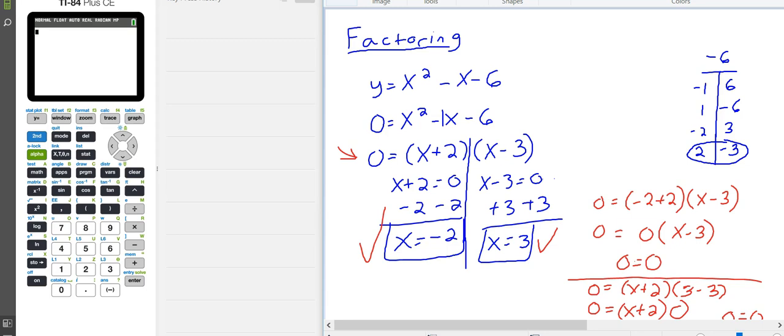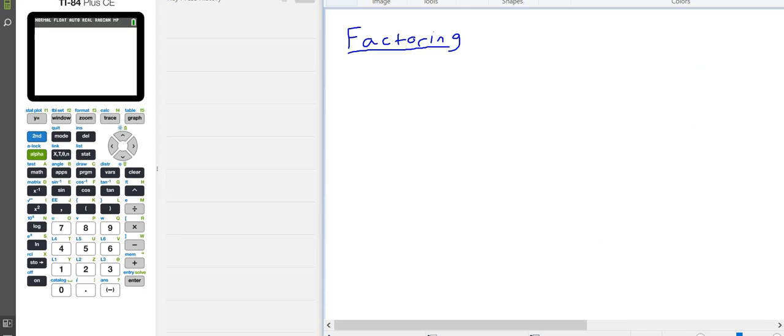Let's look at one last problem. Y is equal to 2x squared minus 5x minus 3.